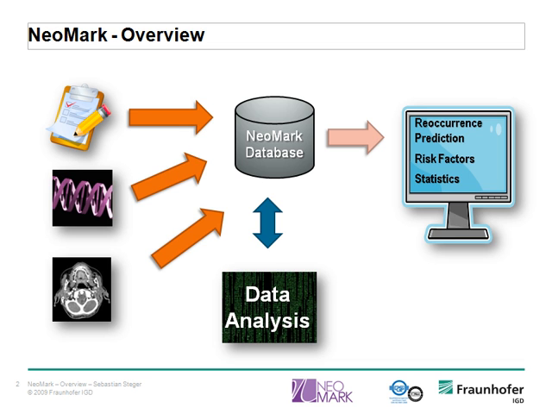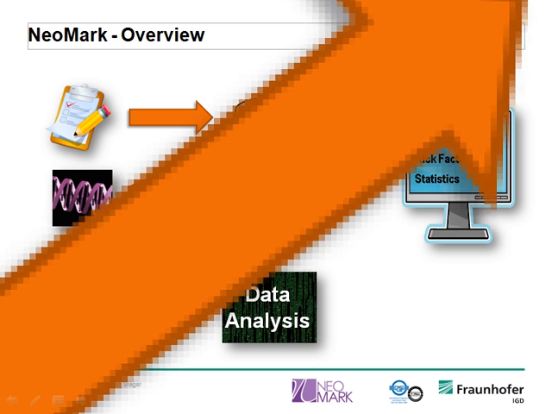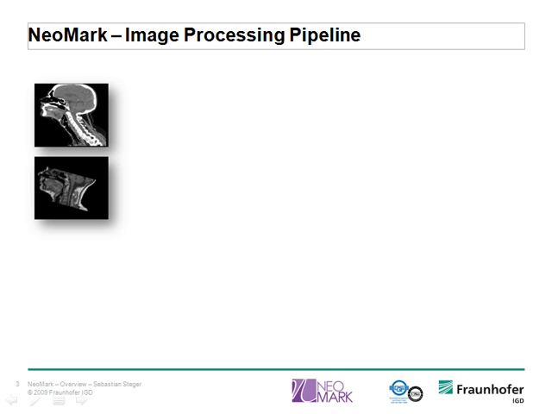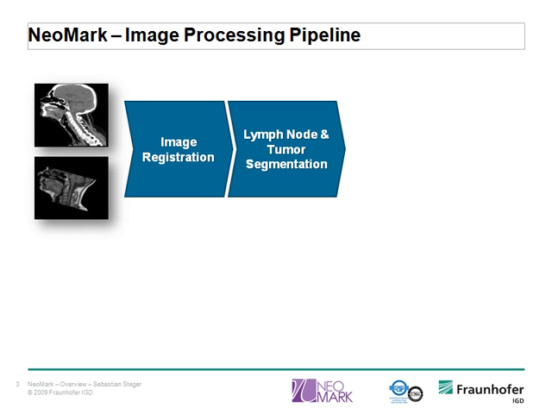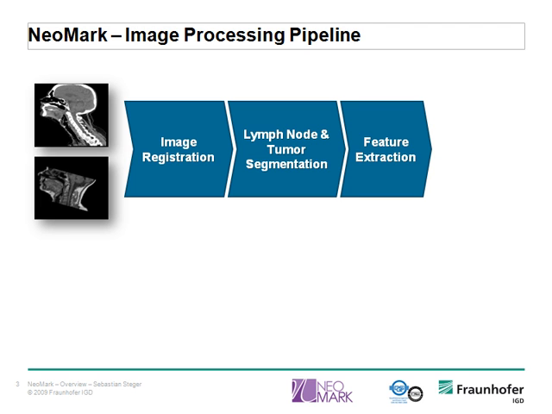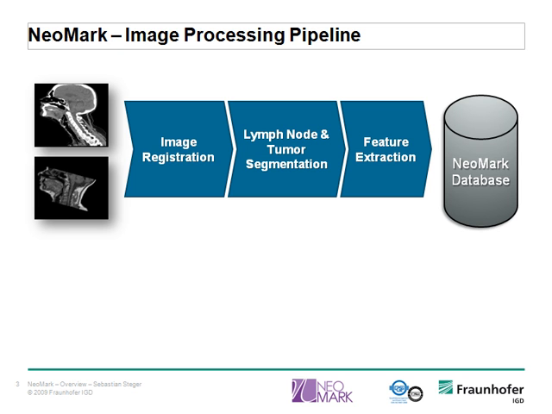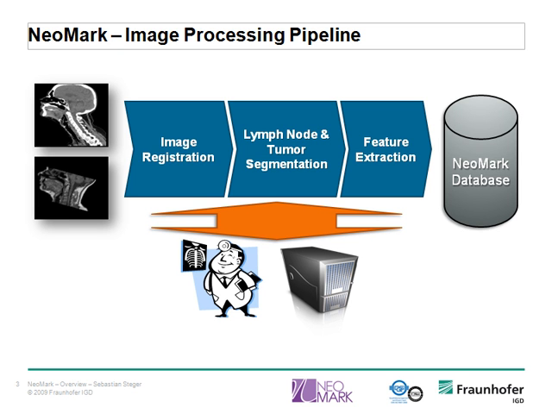This video is about how the imaging data is extracted and uploaded to the NeoMark database so that the data analysis module can process it. Every 6 months, CT and MR images are acquired and imported into the image processing tool. In order to align them, image registration is performed as a first step. Then, tumors and relevant lymph nodes are identified and 3D models of these objects are obtained by segmentation. Based on that, texture and geometrical features are extracted and uploaded to the NeoMark database. All of this is done by an experienced radiologist operating the image processing tool.